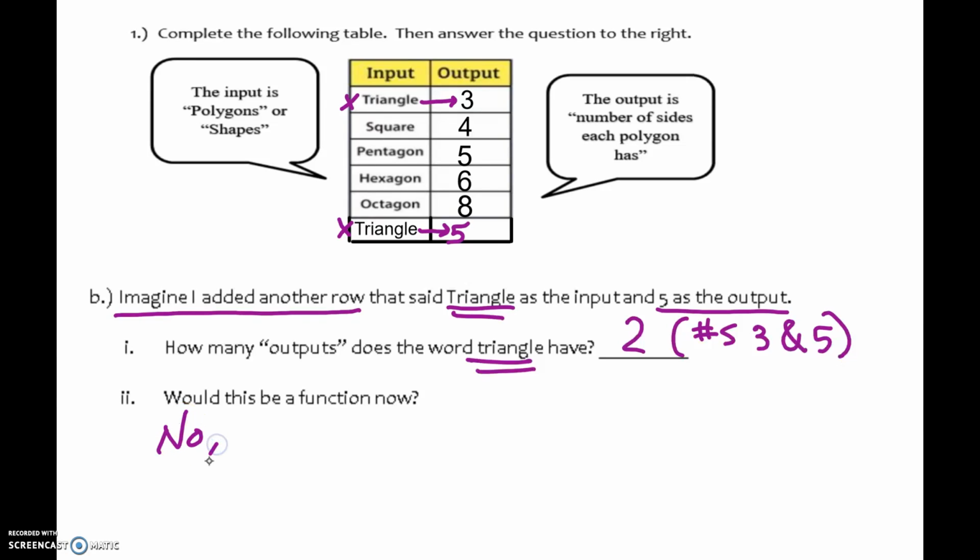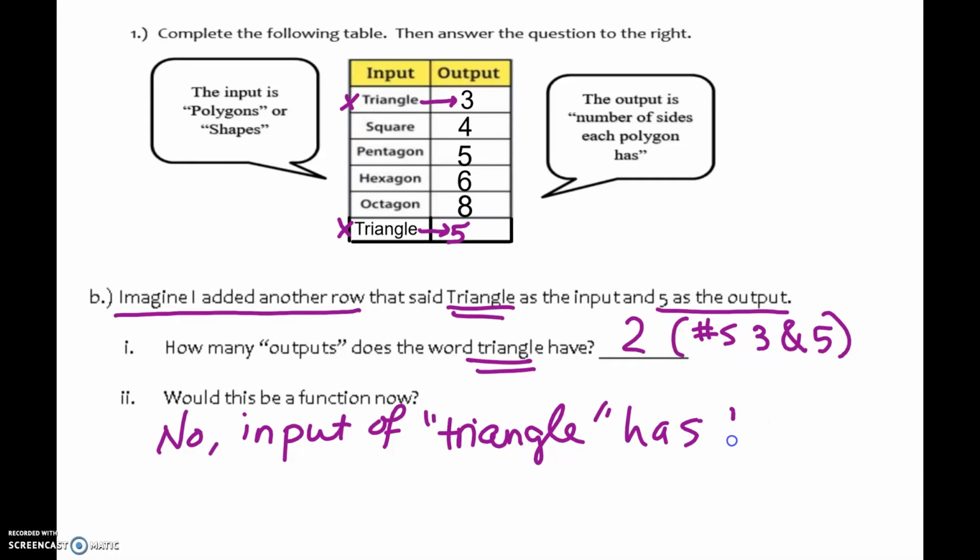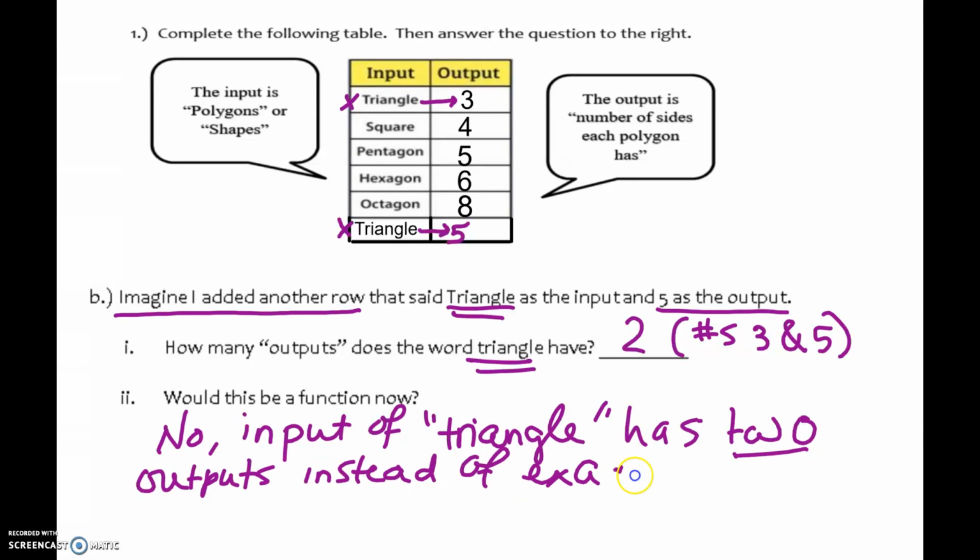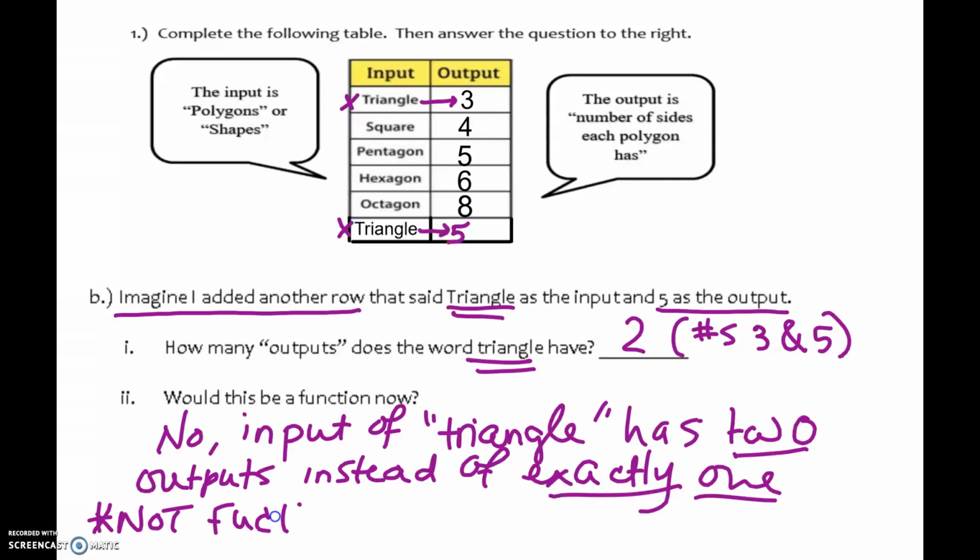The answer, hopefully, that you're thinking of is no, because now the input of triangle has 2 outputs instead of exactly 1. So this is not functioning properly.